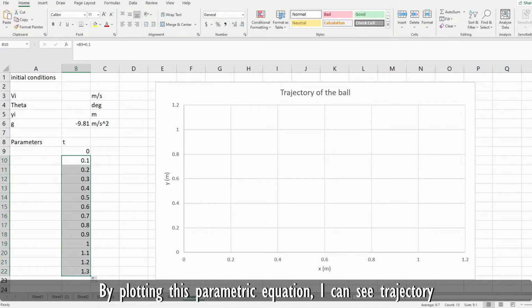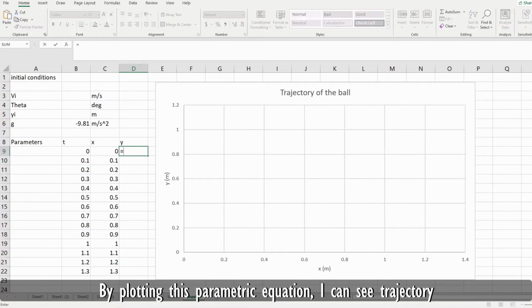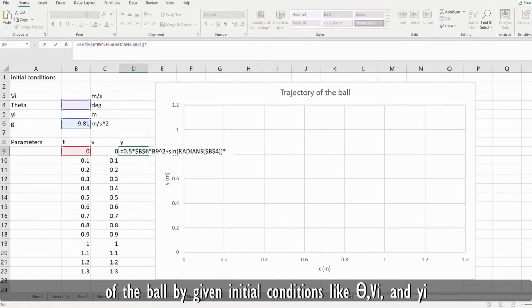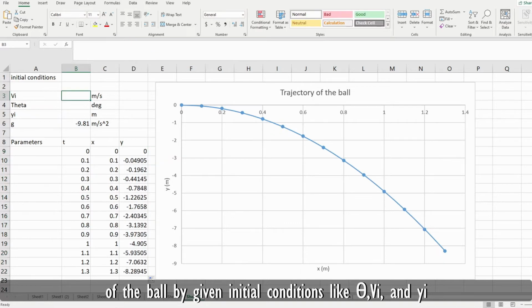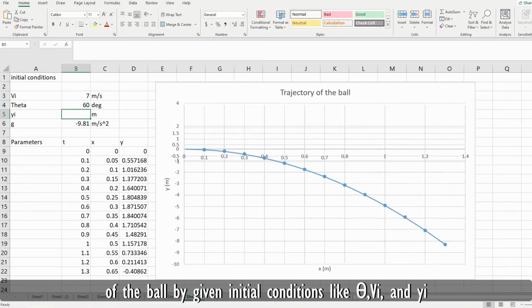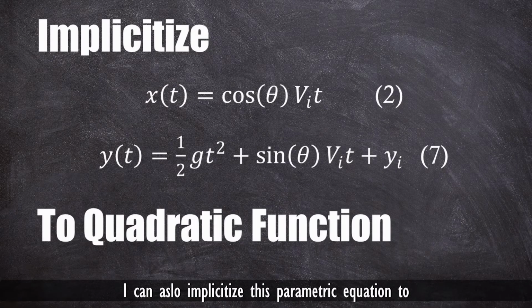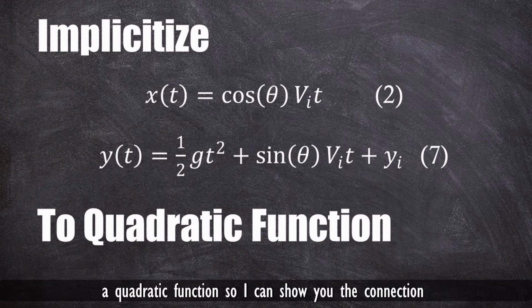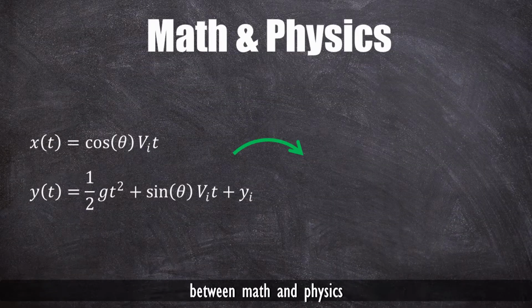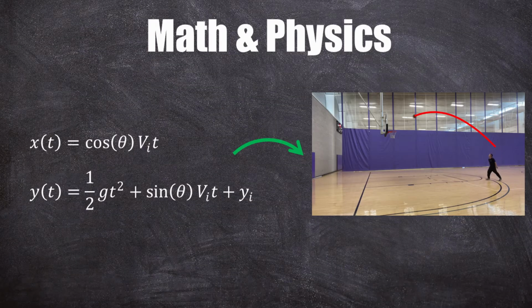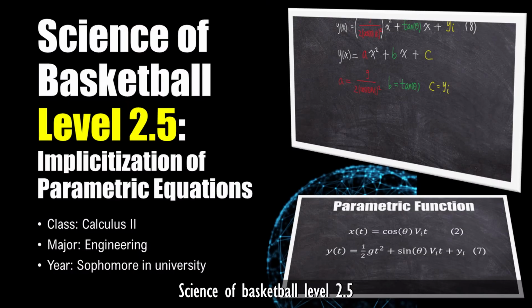By plotting this parametric equation, I can see the trajectory of the ball by given initial conditions like theta, v sub i, and y sub i. I can also implicitize this parametric equation to a quadratic function so I can show you the connection between math and physics. Science of basketball level 2.5, implicitization of parametric equations.